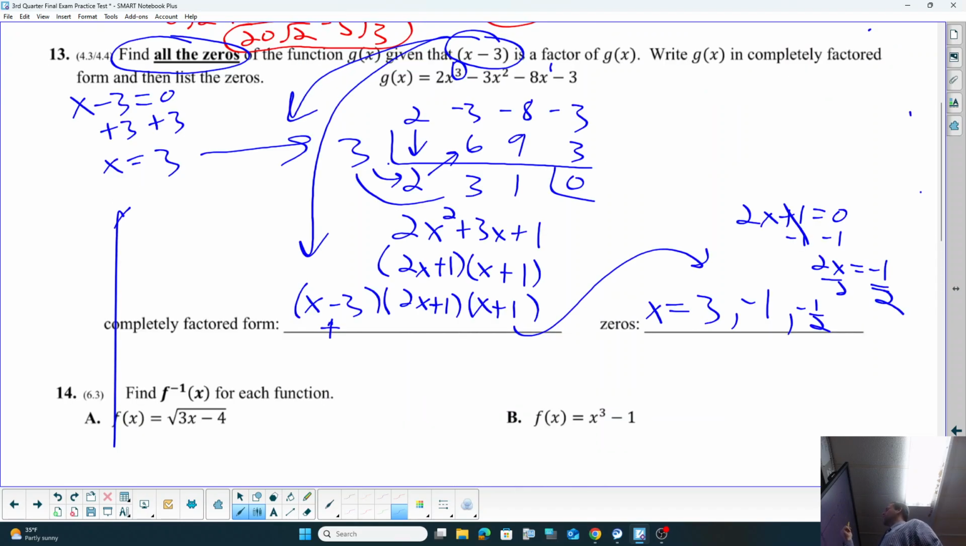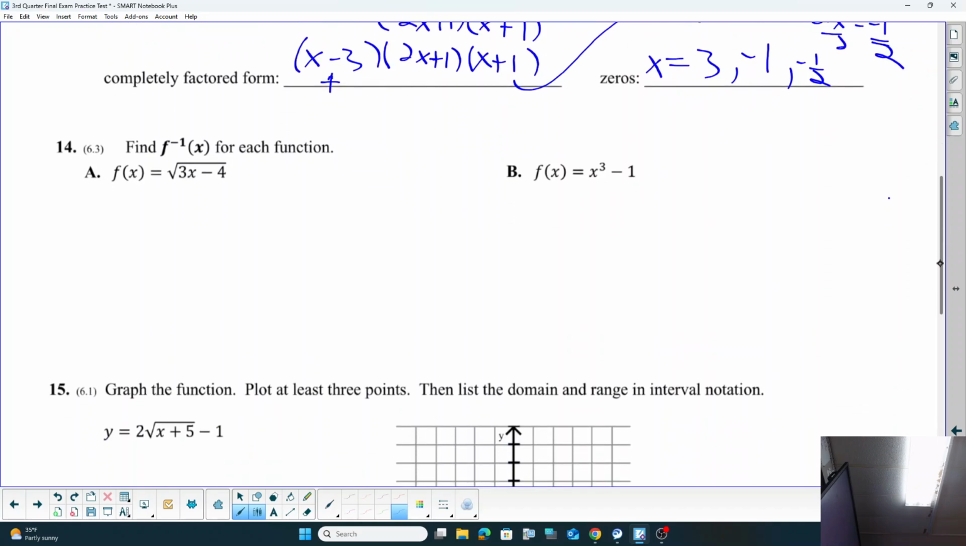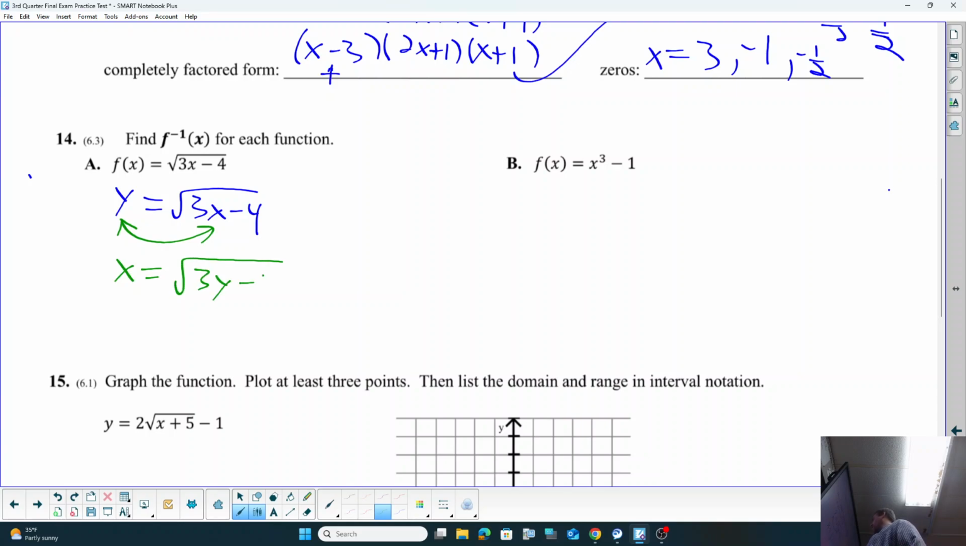Inverse. So to find the inverse, all you do is switch the x's and y's and solve for y. So y equals the square root of 3x minus 4. So now we're going to go ahead and switch them. So x equals the square root of 3y minus 4. And then you just have to solve for y. So we're going to go ahead and solve for y by squaring.